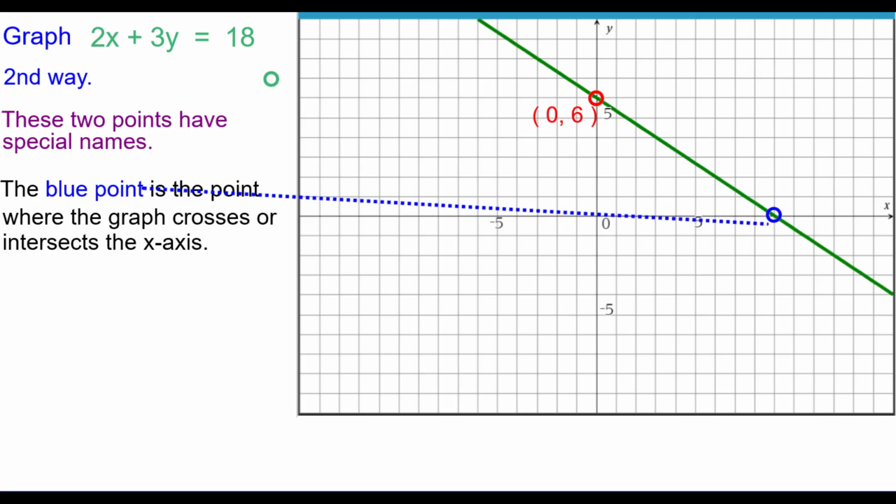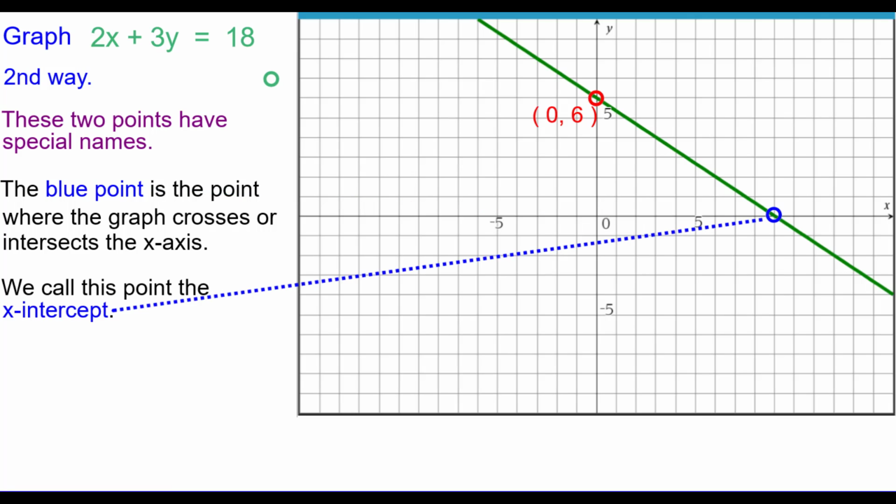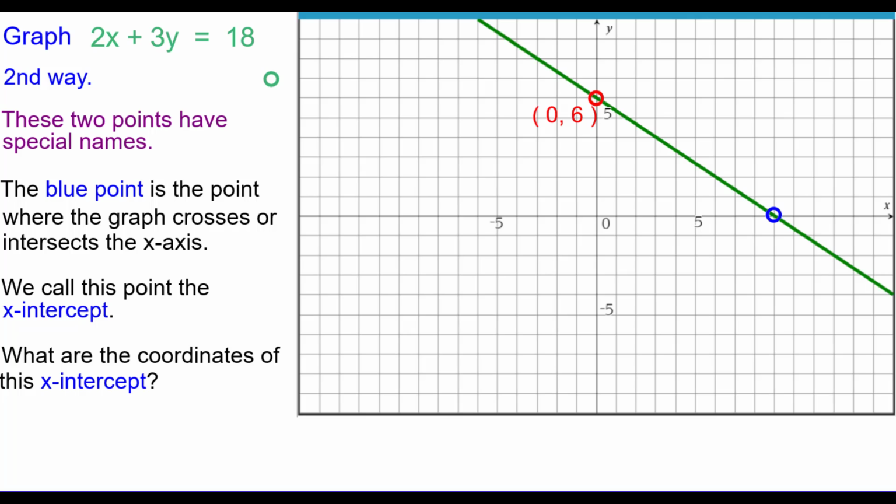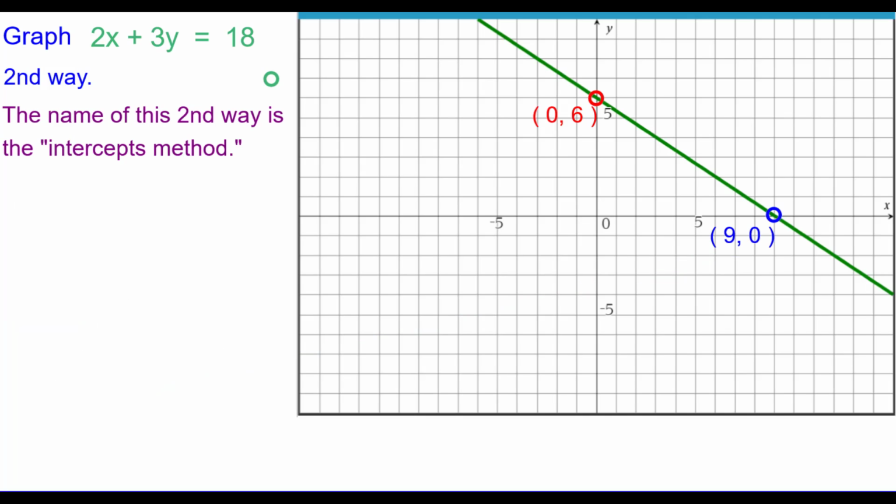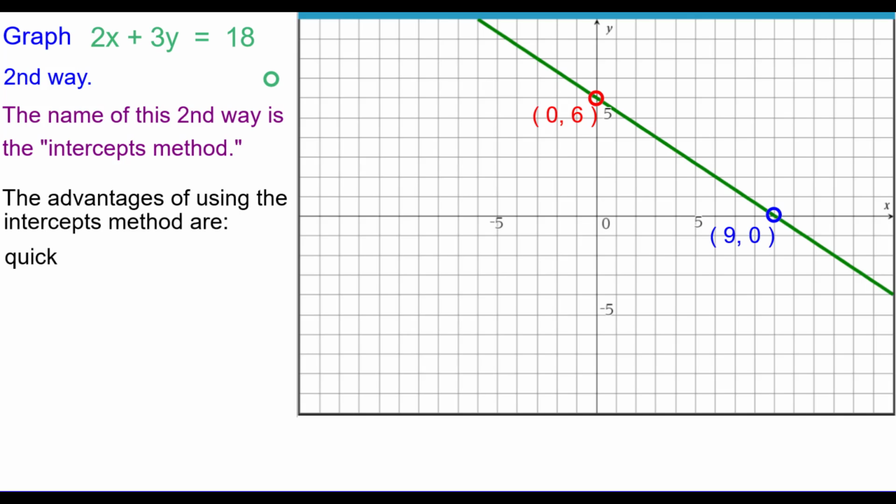The other point, the blue point, is the point where the graph crosses or intersects the x-axis. We call this point the x-intercept. And the coordinates of the x-intercept in this case are 9, 0. The name of this second way is called the Intercepts Method. We did the first way by table. Second is the Intercepts Method. We'd like you to understand both. The advantages of using the Intercepts Method, though, are it's quick, and there's less chance of making a mistake because you're working with a nice number like 0.